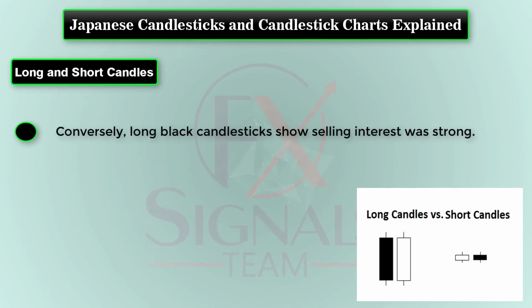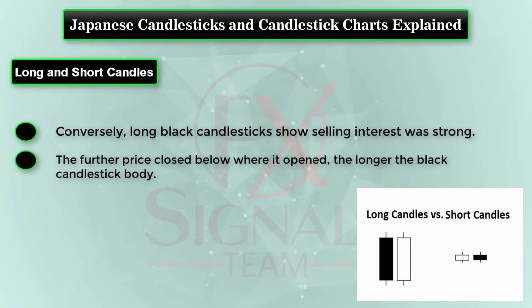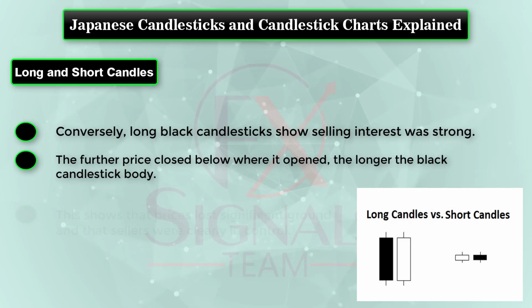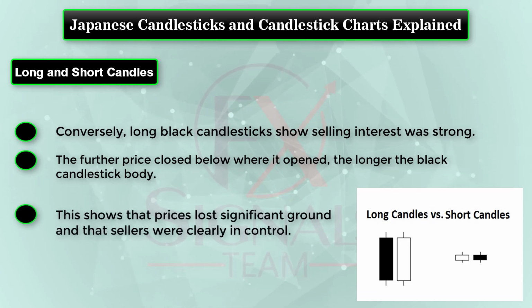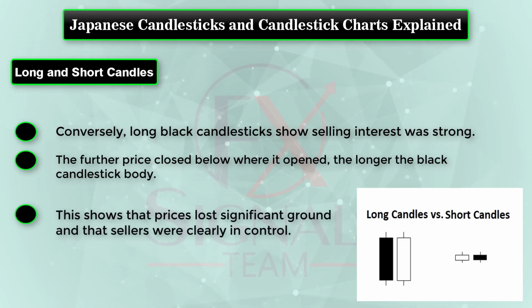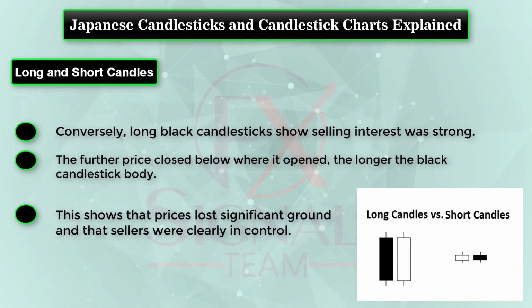Conversely, long black candlesticks show selling interest was strong. The further price closed below where it opened, the longer the black candlestick body. This shows that prices lost significant ground and that sellers were clearly in control.